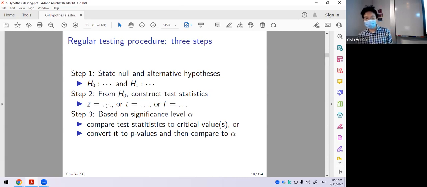And after that, once you construct the test statistic, either you compare it with the critical value, which is the boundary of the rejection region, or you simply look at the p-value, which is the lowest level of significance at which you reject.